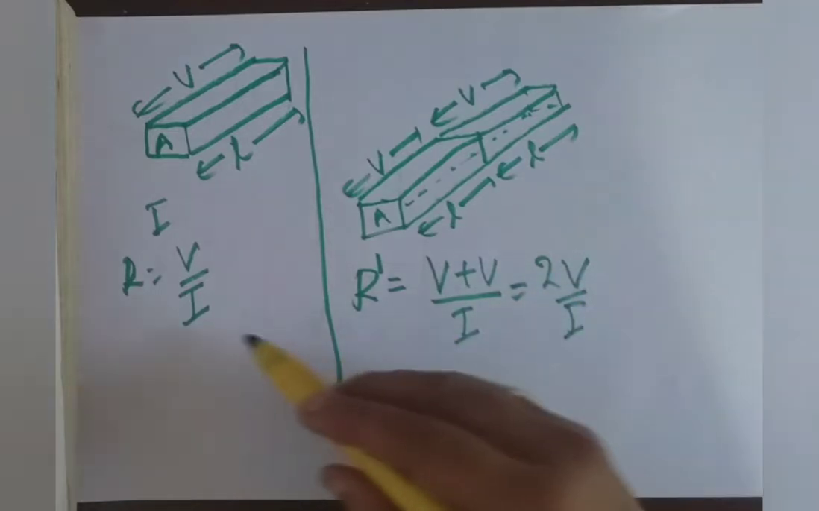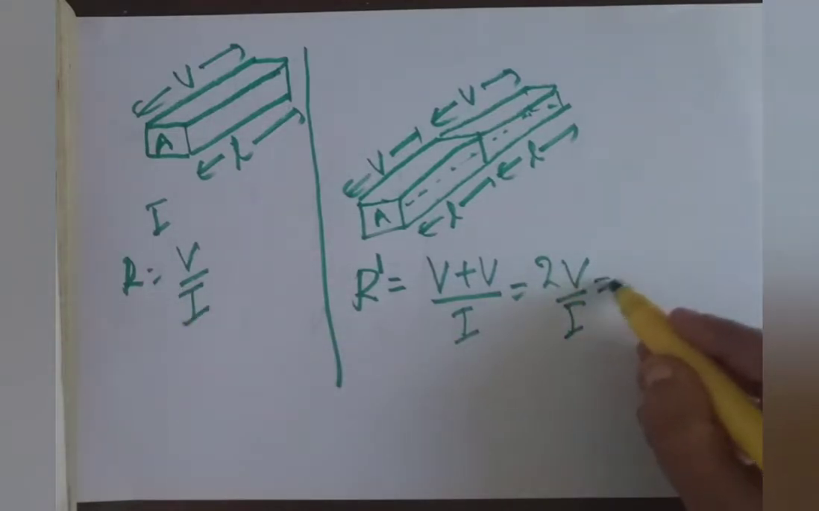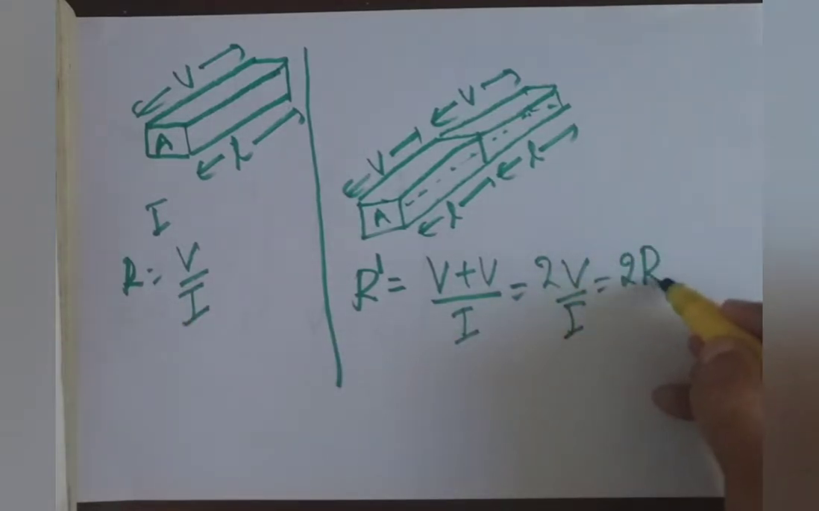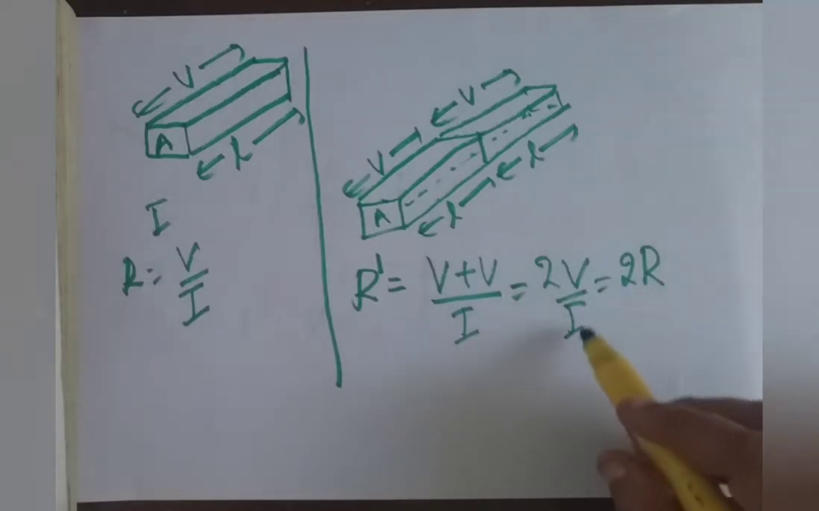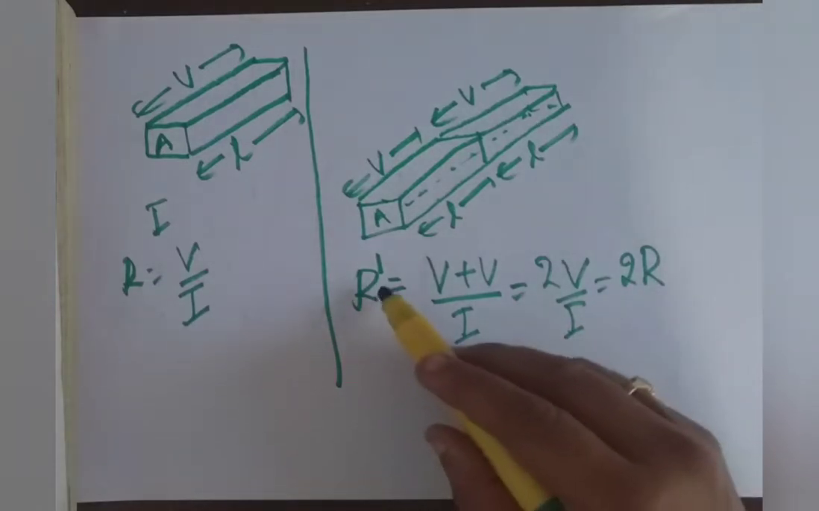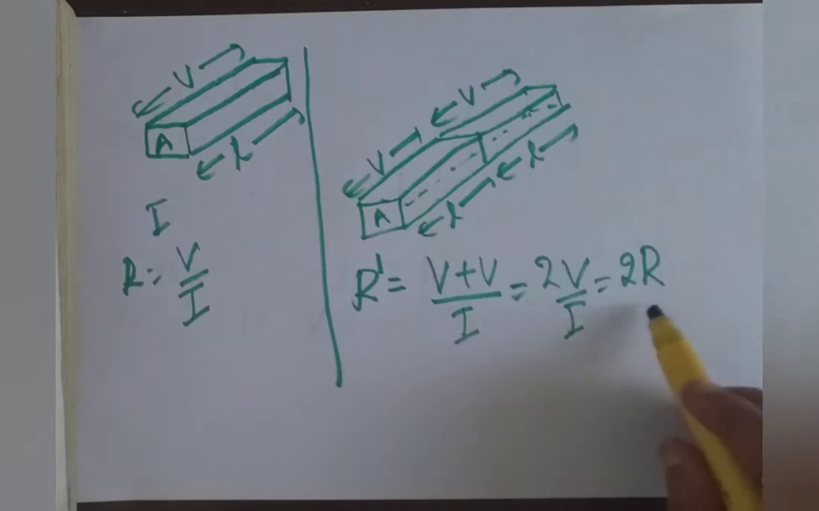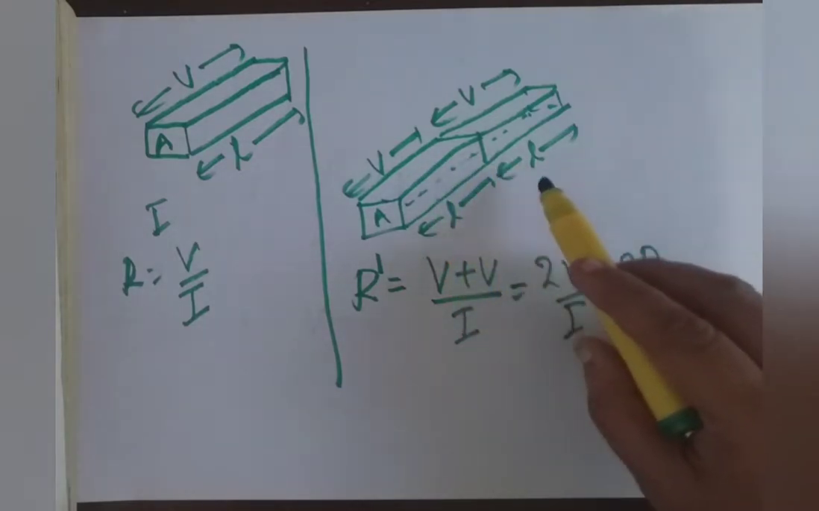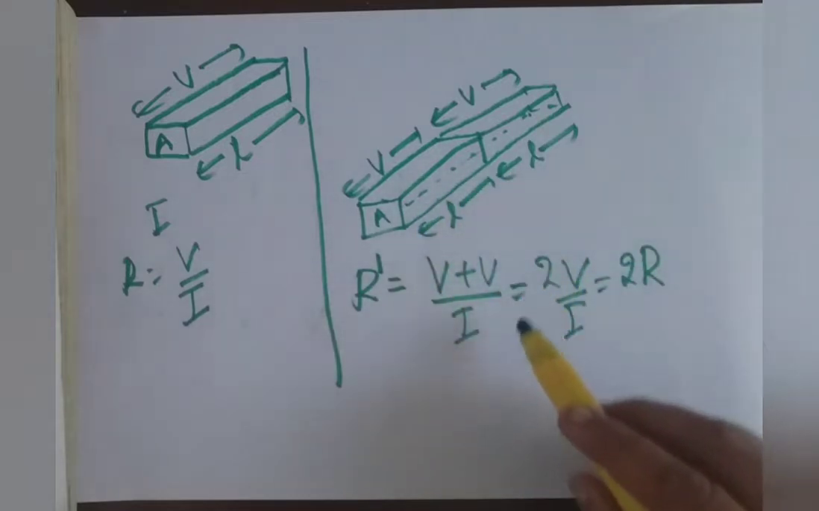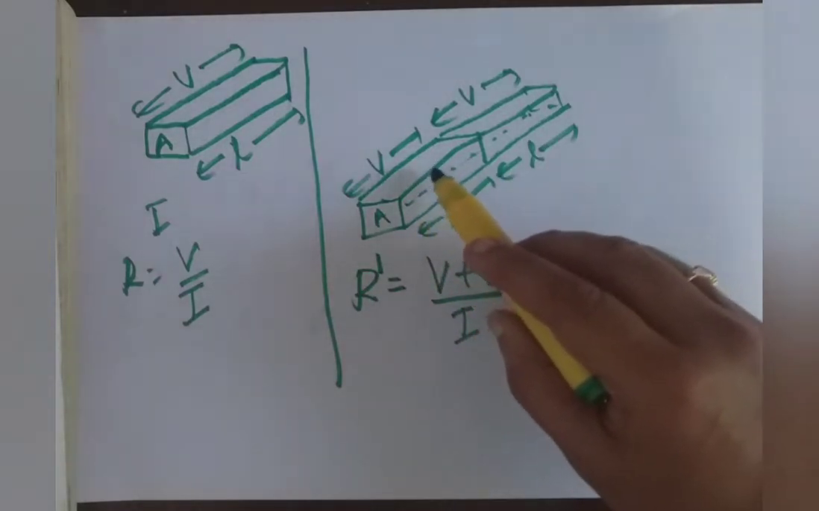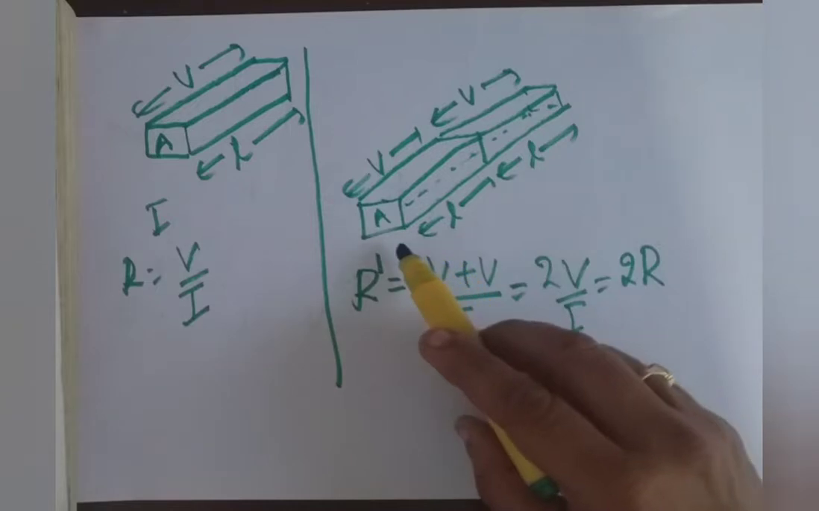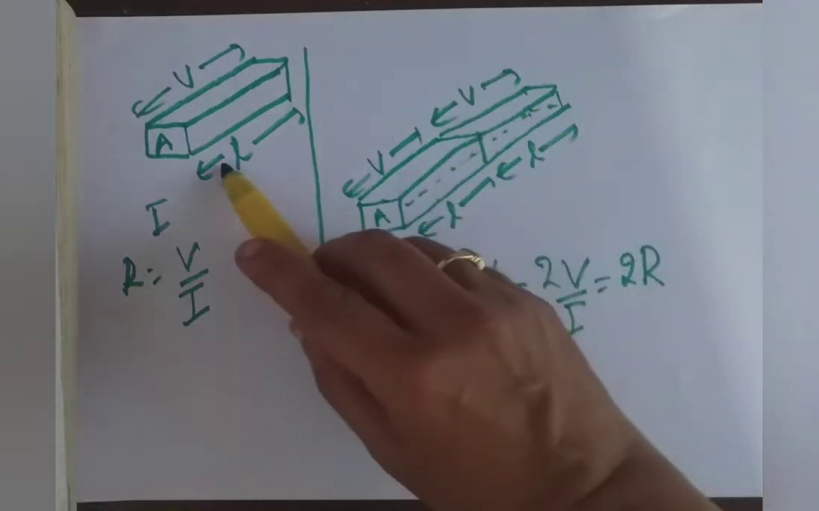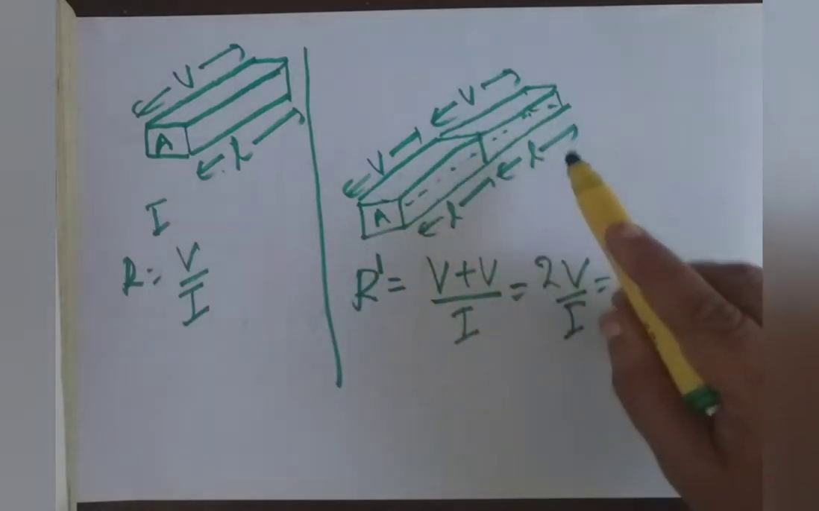But what is V by I? From the first thing, R is the resistance of a single conductor. Now R dash, the combined system resistance, is 2R. That means here we have changed only the length. Apart from that, nothing has been changed. Potential remains same across each. Only in this diagram, compared to this diagram, only the length is changed.